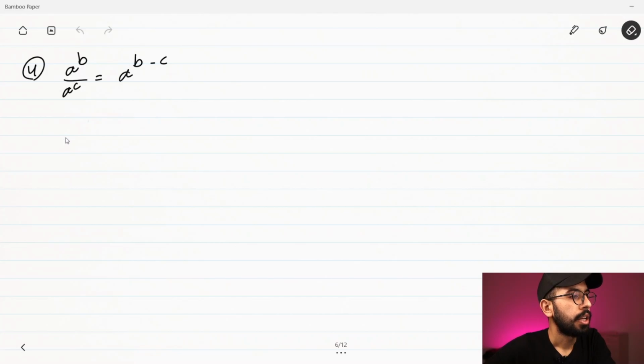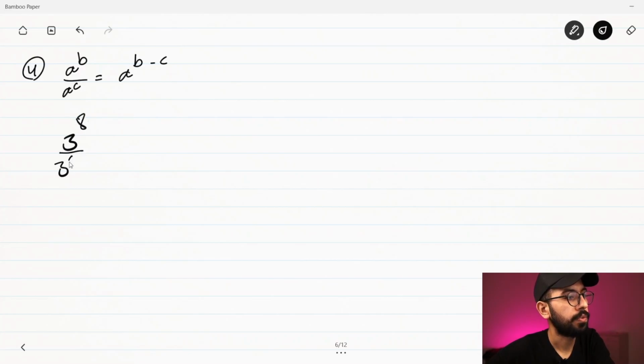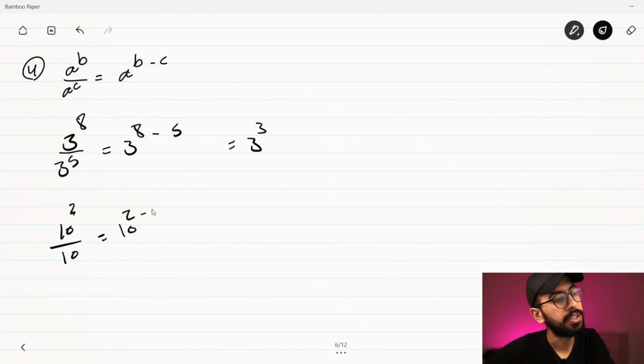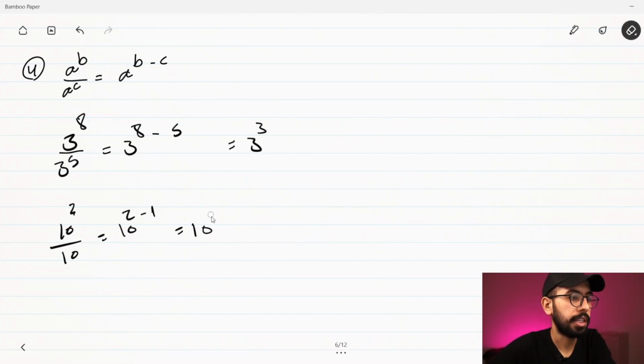So let's take an example. If we have 3 to the power of 8 over 3 to the power of 5, it will be equal to 3 to the power of 8 minus 5. It will be 3 to the power of 3. If we have 10 to the power of 2 over 10, here it will be 10 to the power of 2 minus 1, so it will be 10 to the power of nothing, because 2 minus 1 is 1, and we don't type 1 like that. It's obvious that when we have nothing here, it will be 1.